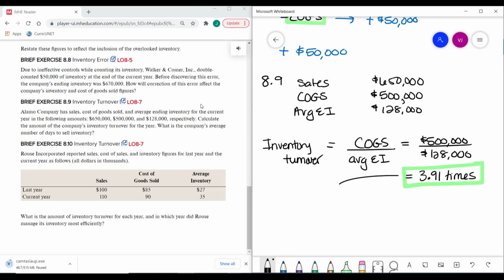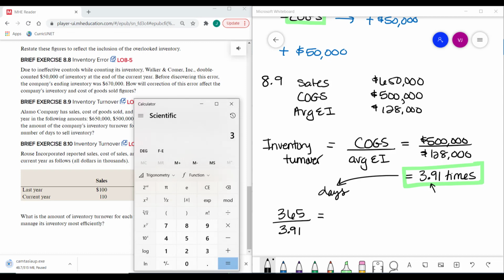But we want to convert this into days. So how quickly are they selling their inventory based on this information? If they're turning inventory over about 3.91 times in a year, you simply take the days in a year of 365 and divide it by 3.91. Convert it to days. So we'll do 365 divided by 3.91. We'll round that to about 93 days.